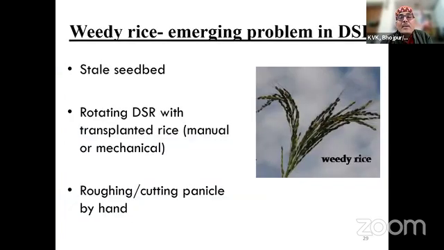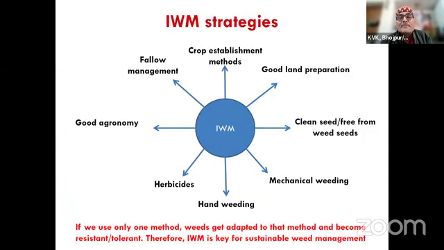I am not interested in in-depth discussion, particularly on rice. Integrated weed management: better crop establishment method, fallow management, good land preparation, clean seed free from weed seeds, mechanical weeding, hand weeding, herbicides, good agronomy. So these are the components of integrated weed management.